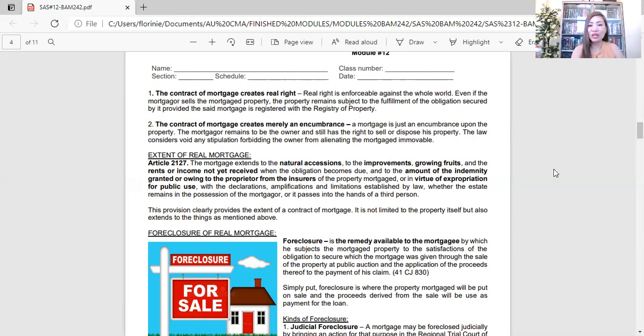That stipulation is void because it is against public policy. Nakalagay pa nga dito, the law considers void any stipulation forbidding the owner from alienating the mortgaged immovable. So even though may usapan tayo, pwede pa rin ba siyang ibenta sa iba? The answer is yes. Bakit? Kasi yung usapan natin ay void. Ayan. Next, extent of real mortgage.